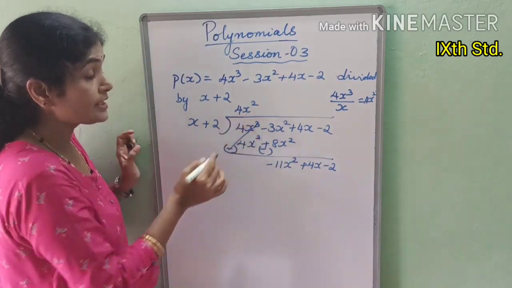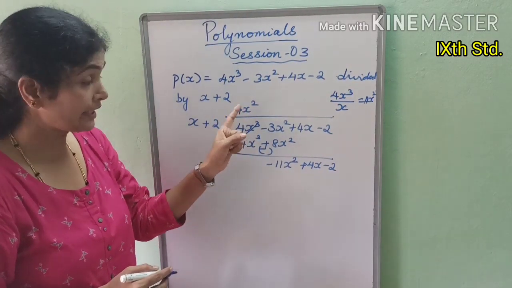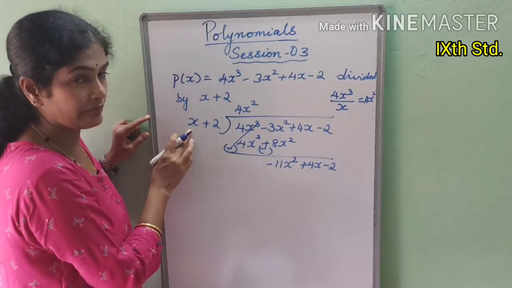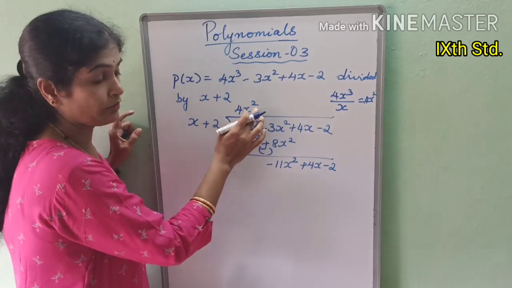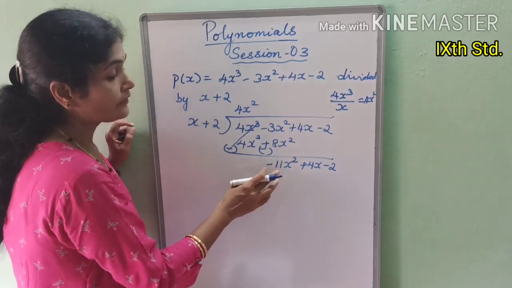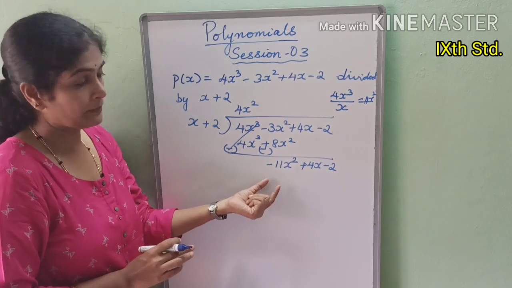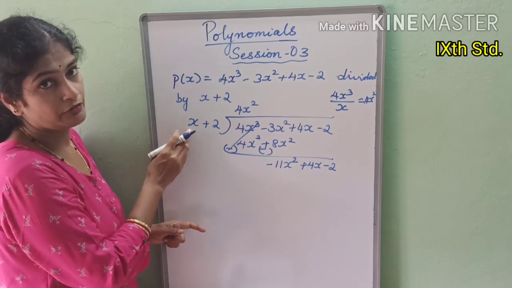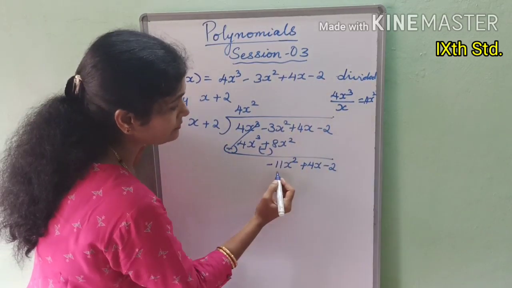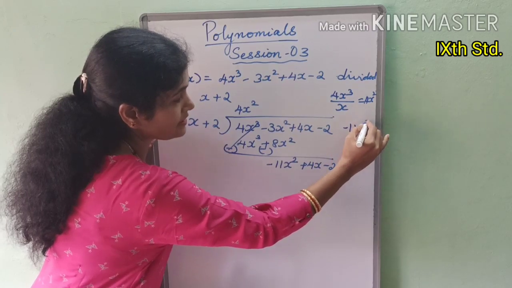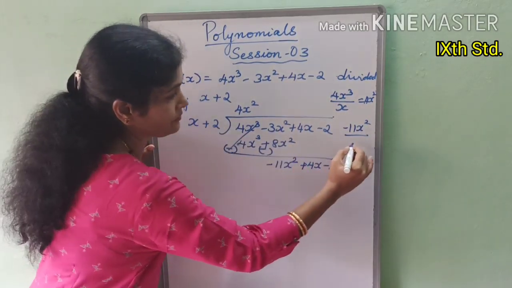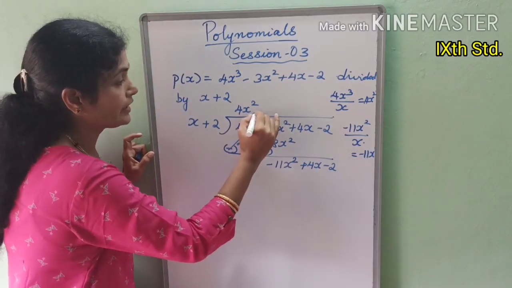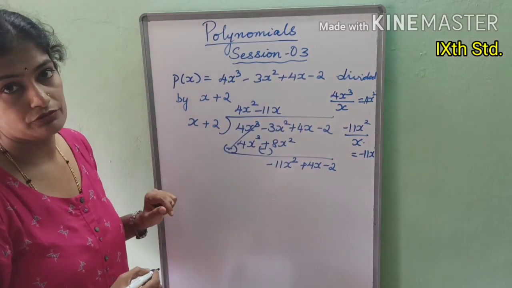Now to get the second term in the quotient, this is the new dividend we have got, and this is the same divisor. Again, to get the second term of the quotient, the term which has the highest power in this new dividend will be divided by the first term of the divisor. That means minus 11x square divided by x. This leads to minus 11x. So this minus 11x is the second term of the quotient.